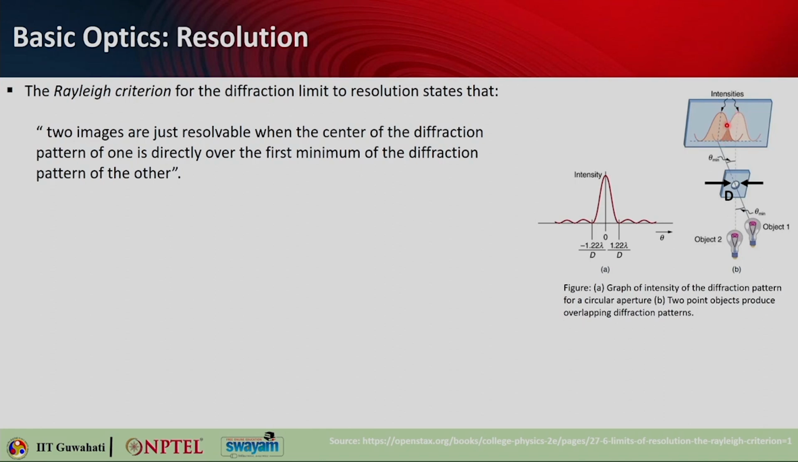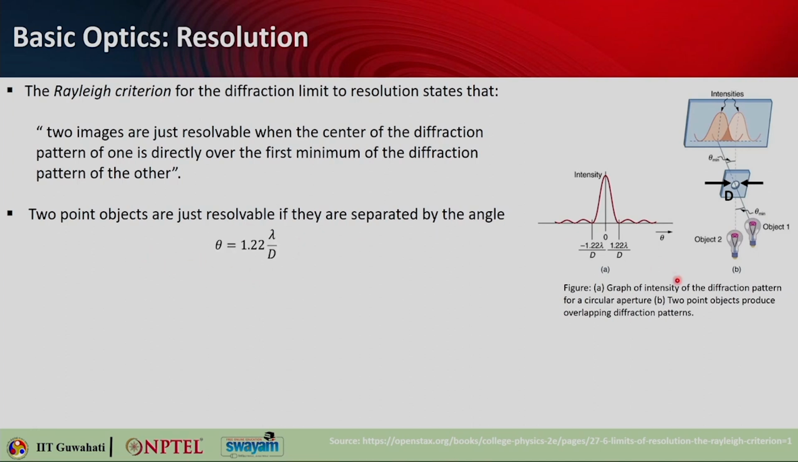So, for this curve, this is the first minima, and this maxima and this first minima are overlapping. Similarly, here also it is overlapping. So, these two objects are basically resolvable. And if you think in terms of the angle that these two objects make, you can say the two point objects are just resolvable if they are separated by this particular angle.